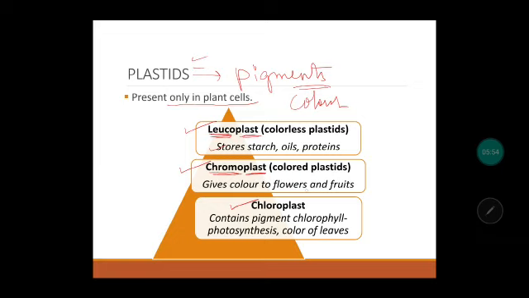So chromoplast contains different pigments, red, yellow, which give different colors to the flower. Then chloroplast: chloro, chlorophyll, plast, plastid. So this is a plastid which contains chlorophyll. Chlorophyll is a green color pigment which is very much required by plants to make their own food. These help in photosynthesis, and it also gives color to the leaf. So I hope plastids are clear by now.